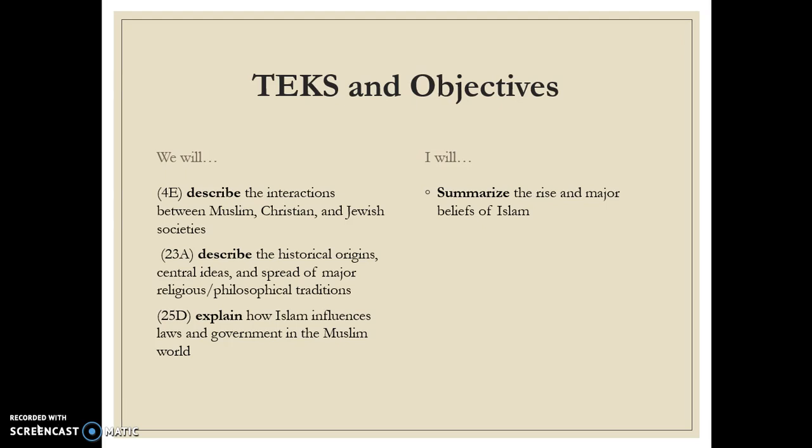We will describe the historical origins, central ideas and spread of Islam, and we are also going to explain how Islam influences laws and government in the Muslim world. By the time that you have finished this lesson, you will be able to summarize the rise and major beliefs of Islam.